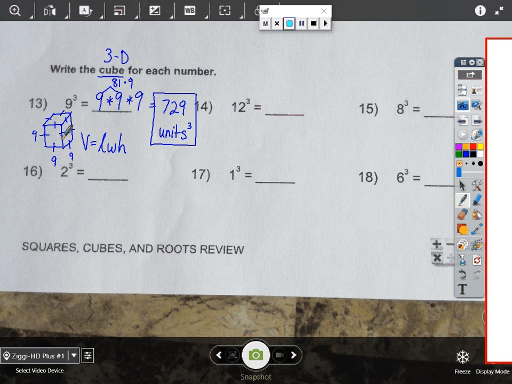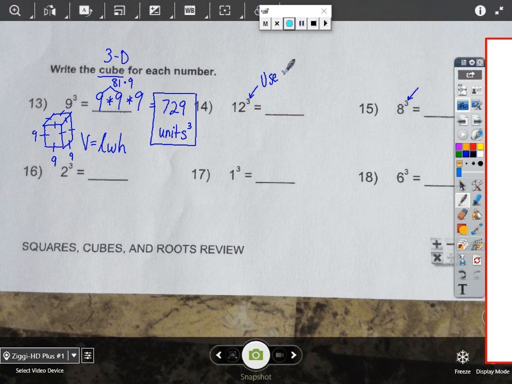Do notice my bases are changing. The 12, the 8, the 6, the 1, the 2, those big numbers. It's all about the base. That big number, like the biggest instrument in the orchestra. But the thing that's staying the same is this little tiny 3, this exponent. And what is it telling you to do? It's telling you to list the base that many times.